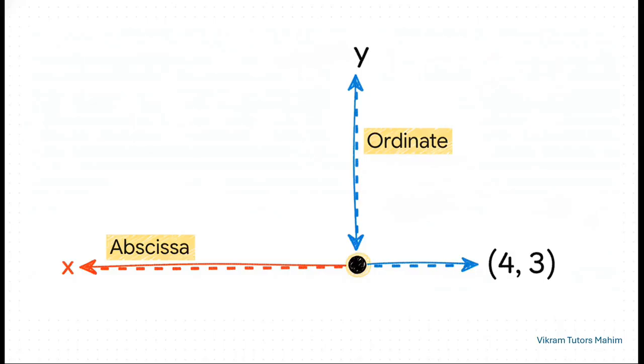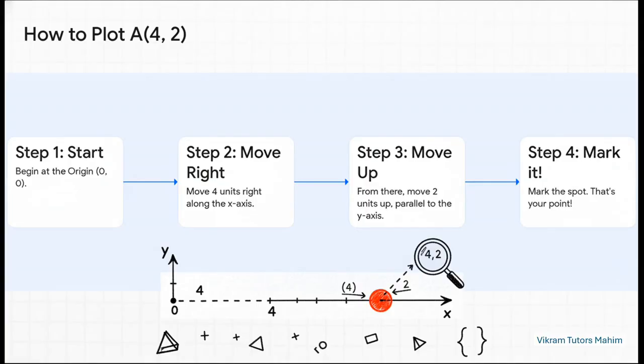So, let's just boil this down, right? The first number is the x-coordinate. That's your instruction for how far to move horizontally. The second number is the y-coordinate. That one tells you how far to move vertically. Simple as that. Okay, so how does this work in practice?